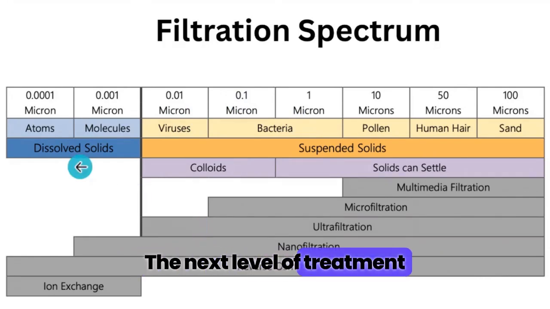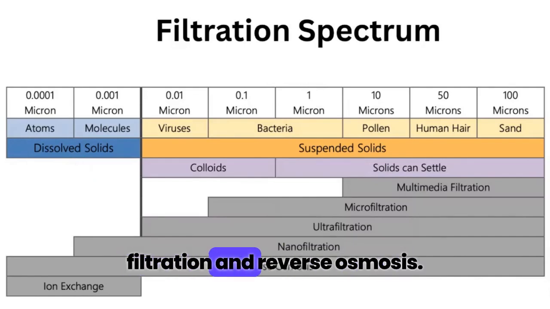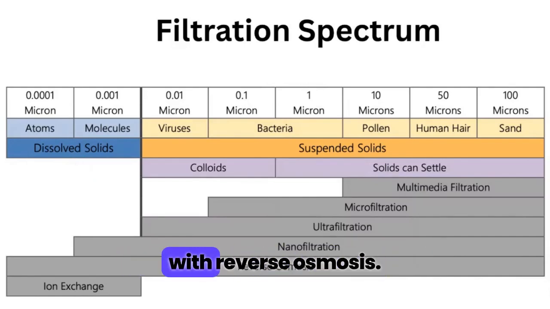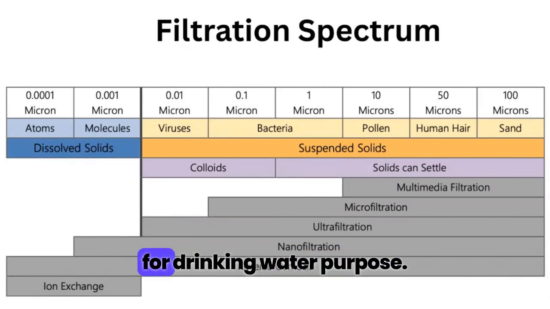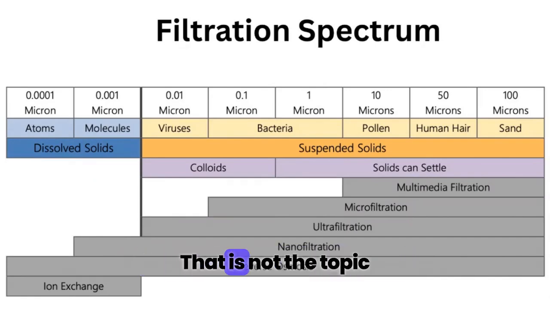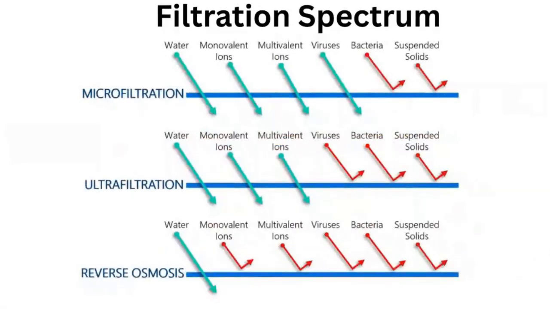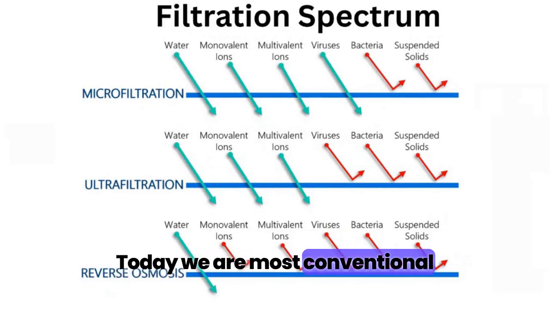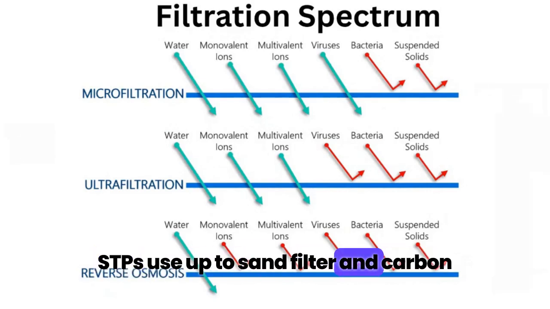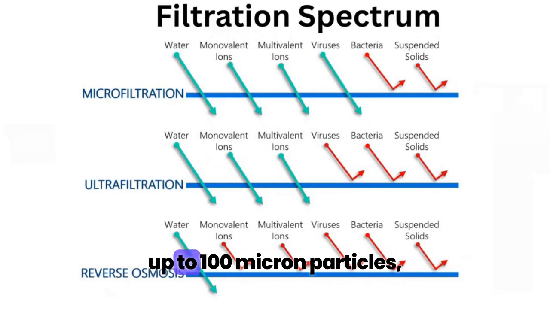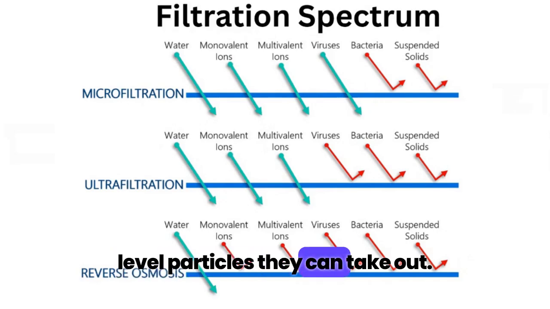The next level of treatment after ultrafiltration is nanofiltration and reverse osmosis. A lot of us are familiar with reverse osmosis. We use it in our homes for drinking water purpose. Right? That is not the topic of discussion here today. Microfiltration is also not something that we are using today. Microfiltration is again a next topic. Right. Today, most conventional STPs use up to sand filter and carbon filter, which can take out up to 100 micron particles. That is 0.1 millimeter level particles they can take out.